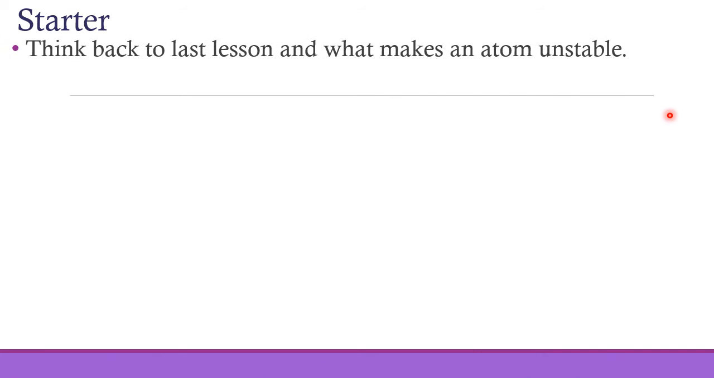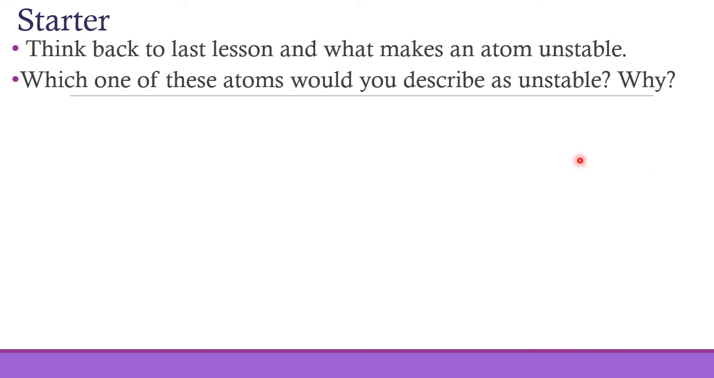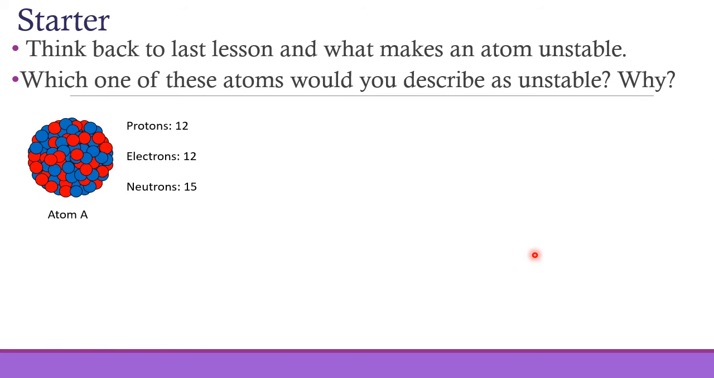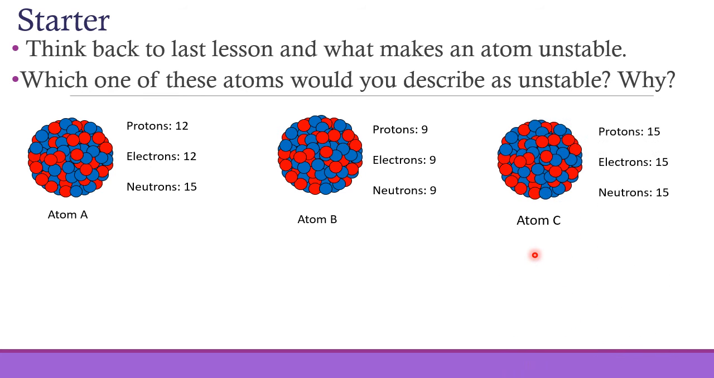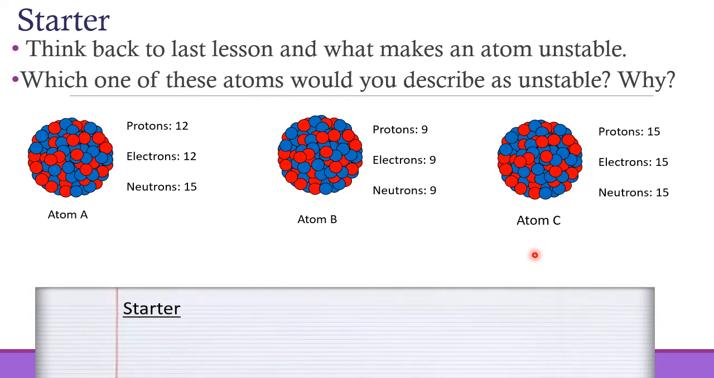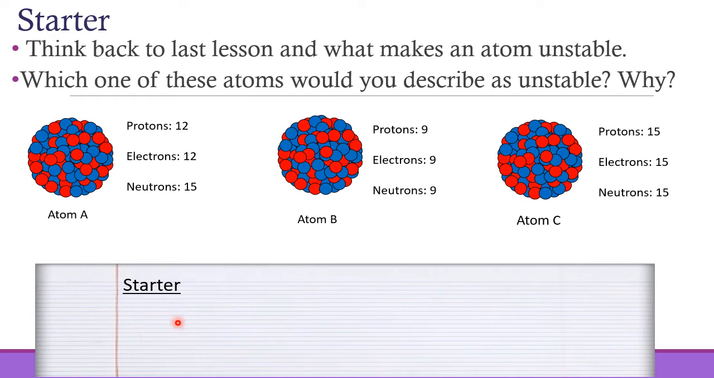Right, so let's have a little look at our starter task. So think back to last lesson, and can you remember what makes an atom unstable? Which one of these atoms would you describe as unstable and why? So we've got atom A, atom B, and atom C. And can you do that underneath your starter task?